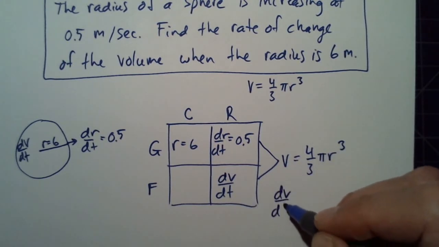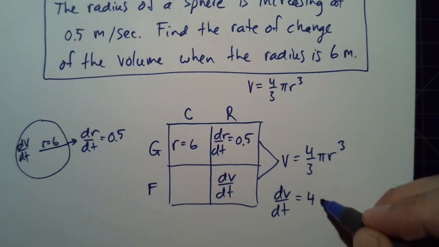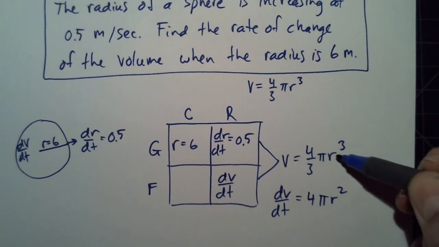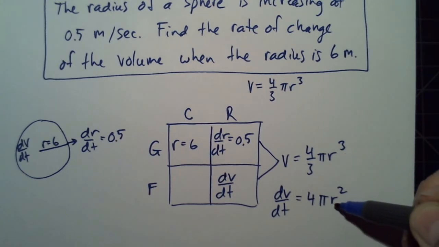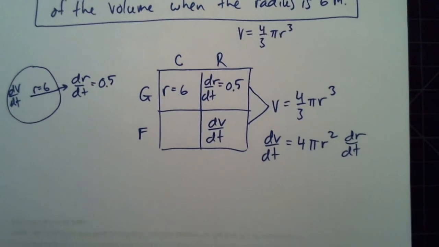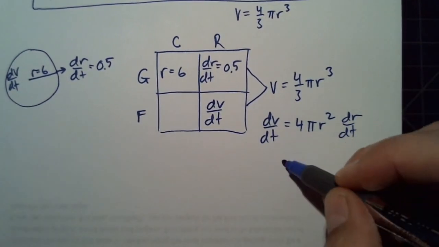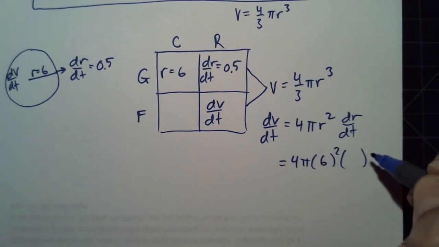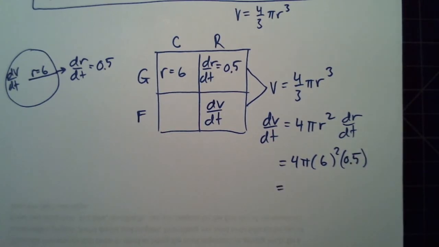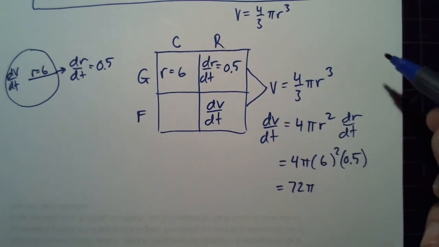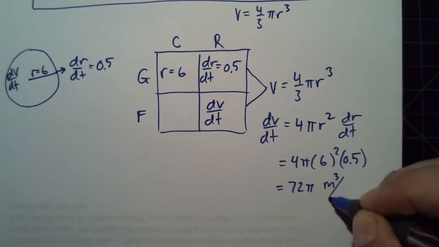dV/dt, the 3 multiplied by 4/3 gives us 4 pi r squared. And the derivative of the volume of a sphere is the surface area of the sphere. Solve for dV/dt: 4 pi r squared dr/dt, r is 6, dr/dt is 0.5, and we get 72 pi. And this is volume in meters, so it's meters cubed per second.